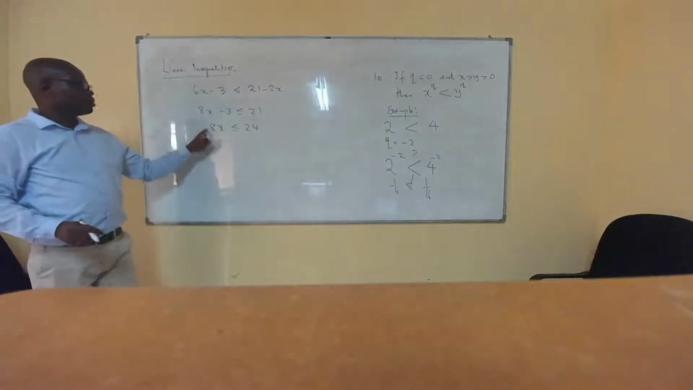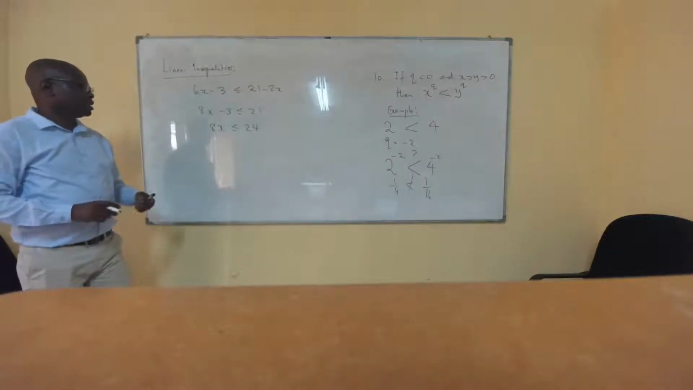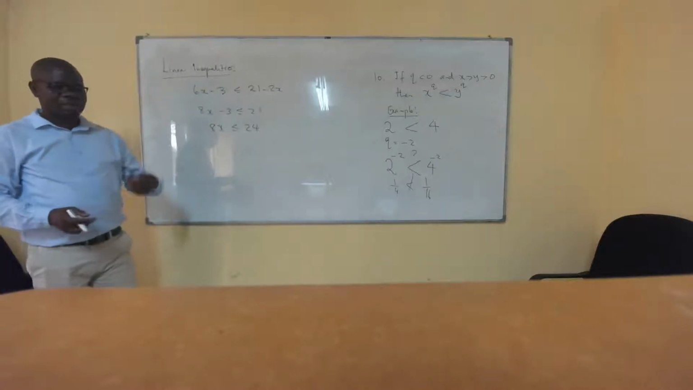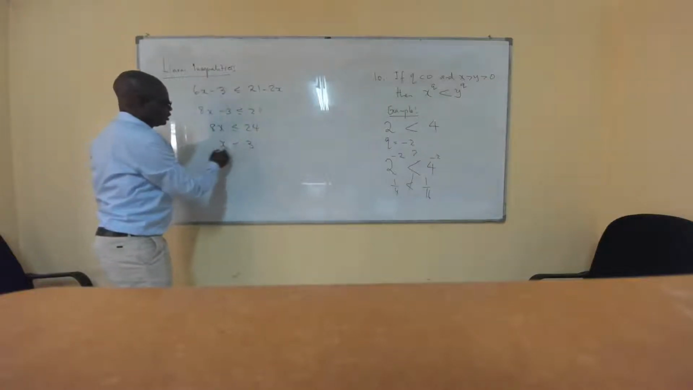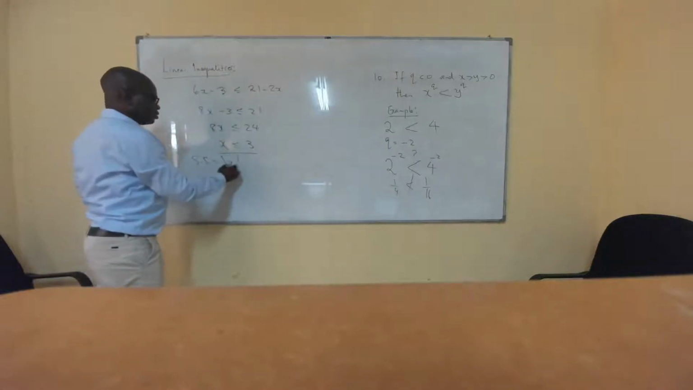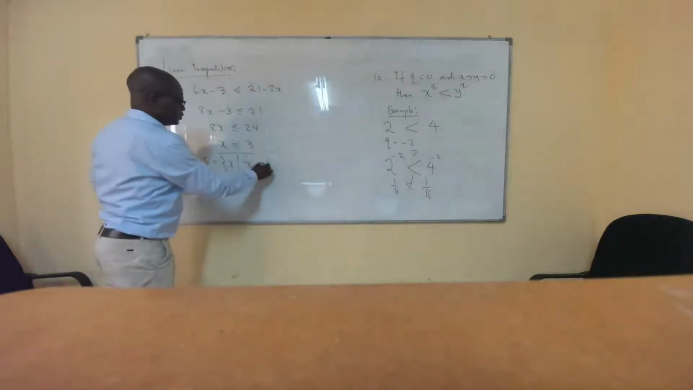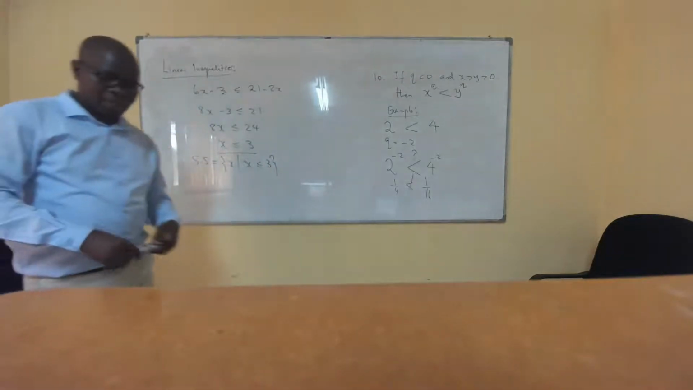Then I can either multiply by 1 over 8, which is equivalent to dividing by 8. Because 8 is a positive number, I will not change the sense, so it will just be x is less than or equal to 3. So the solution set is the set of all real numbers such that this number is 3 or less than 3.